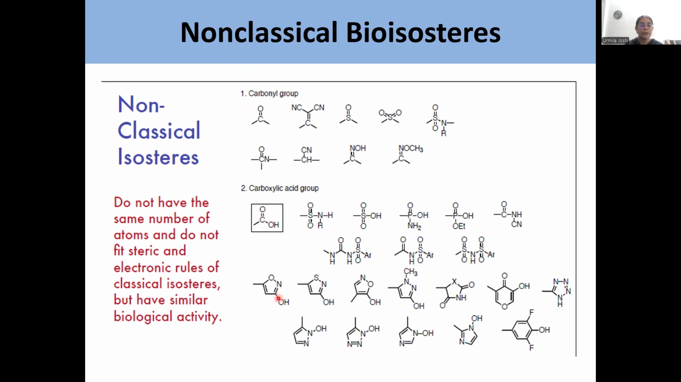This is COOH, and there are cyclic groups acting as bioisosteres. Look at this. This is a cyclic group acting as bioisostere of COOH. All these are cyclic groups. This is tetrazole, but one thing is common. That is the hydrogen bond donor. Every structure has a hydrogen bond donor.